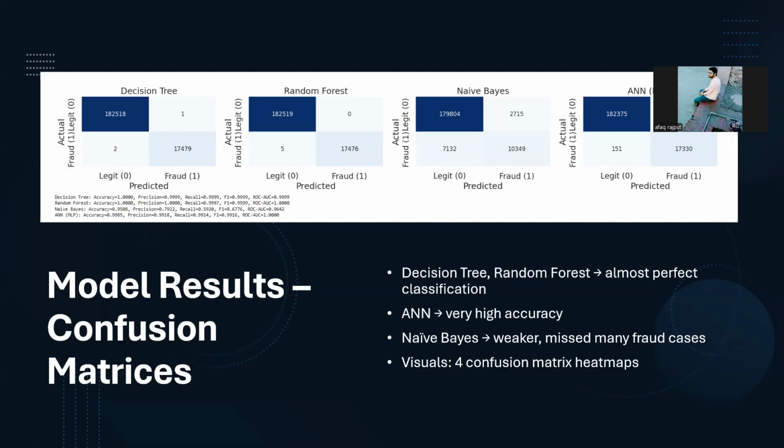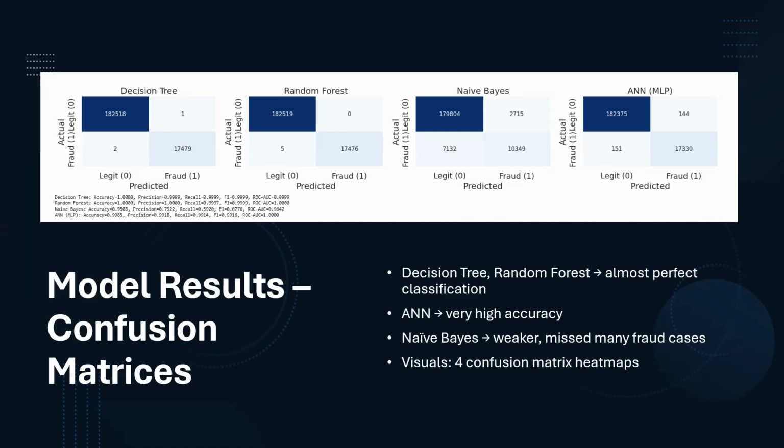Hello, my name is Muhammad Uzair Khan and my roll number is S3751, and I'm here to present the model results confusion matrix. In this you can see decision tree, random forest, Naive Bayes, and ANN. Decision tree and random forest show almost perfect classification, and ANN very high accuracy. Naive Bayes is weaker, it missed many fraud cases.